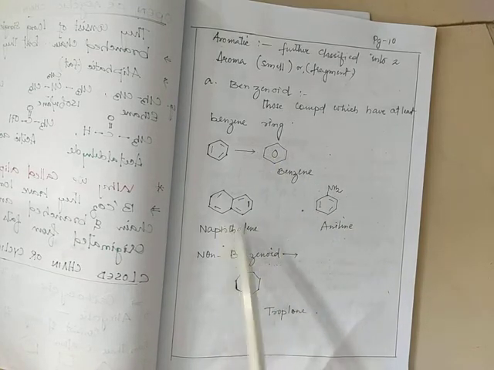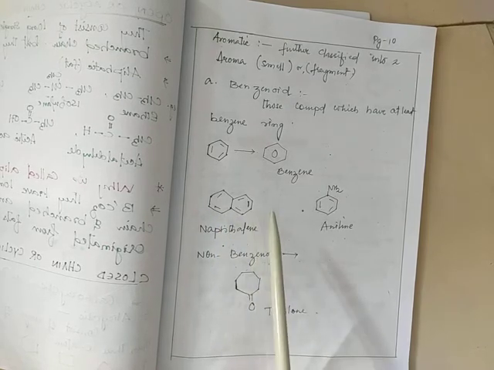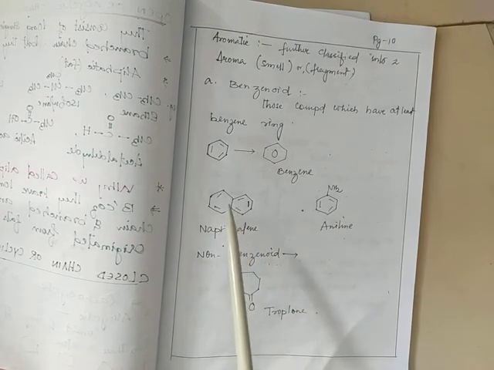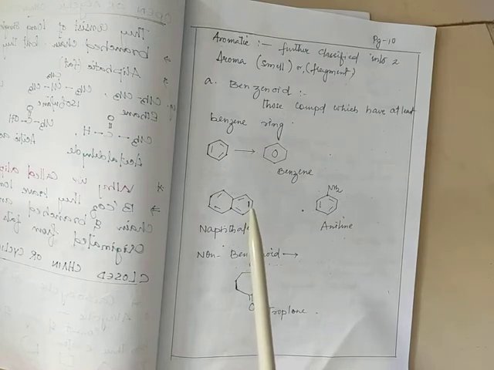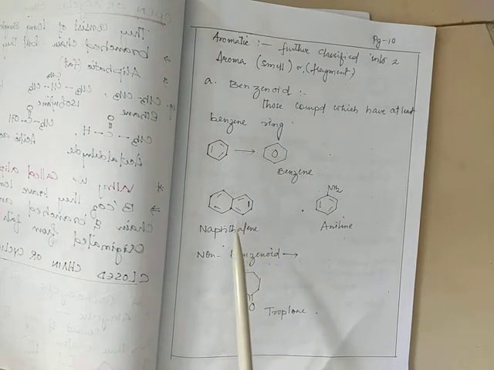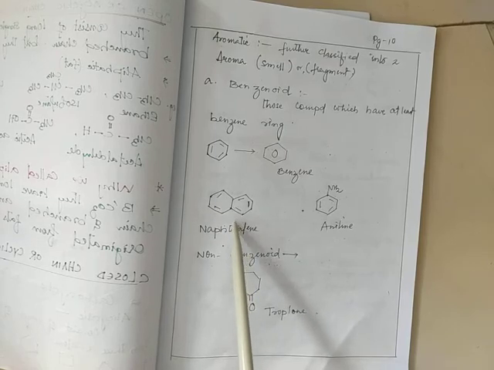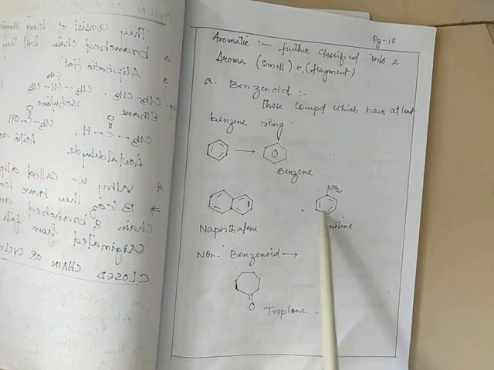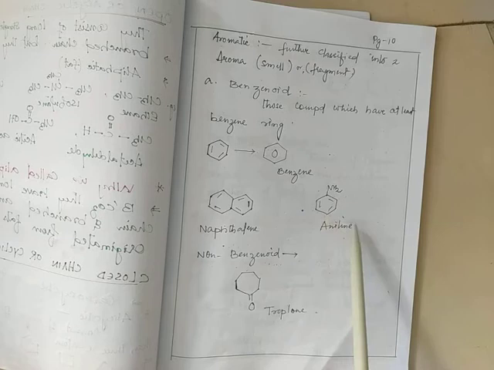Then another one is naphthalene, that means two rings fused together forming naphthalene. This naphthalene we use at home also, to protect from insects, we use it in the almirah. It is small, round, and white, with a smell, that one we call naphthalene. Then another one is aniline. In the benzene ring there is NH2, so this one we call aniline.